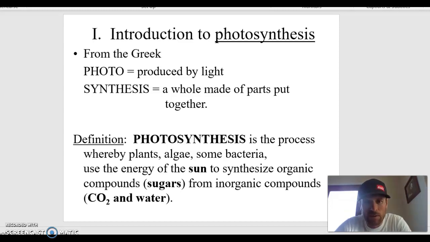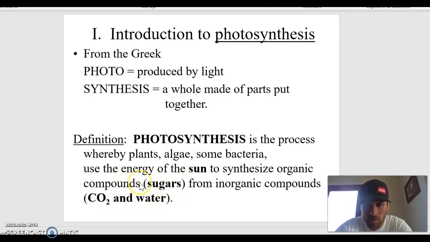Okay, so what's photosynthesis? Where does it come from? Let's start with Greek roots. Photo means light, synthesis means to put together. So as always in science, if you can understand some Greek and Latin root words, you can oftentimes define vocabulary without knowing what they are. So photosynthesis, we're putting together something through the process of light, and that thing we're putting together is sugars here. We're building sugar from inorganic compounds, carbon dioxide and water.